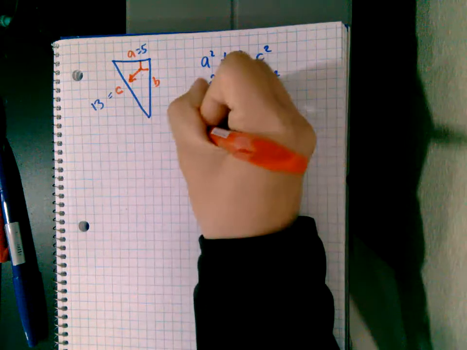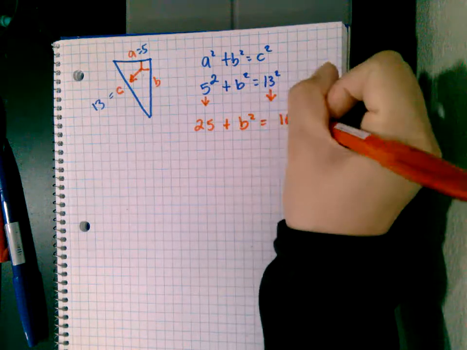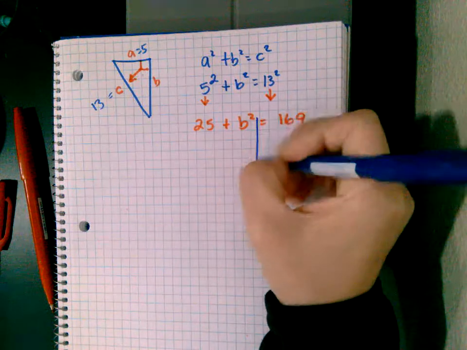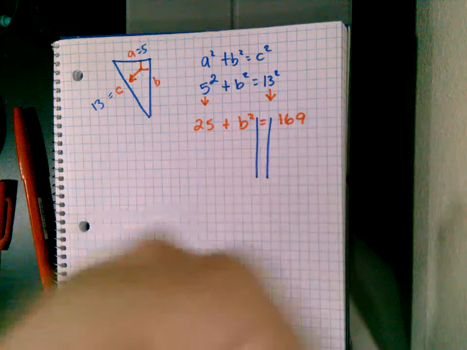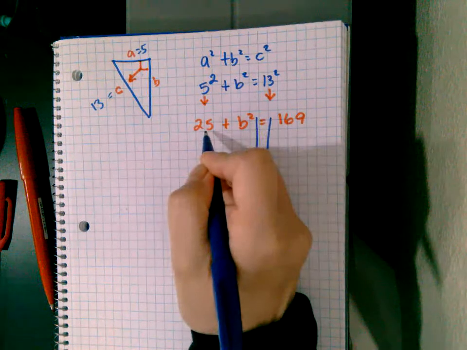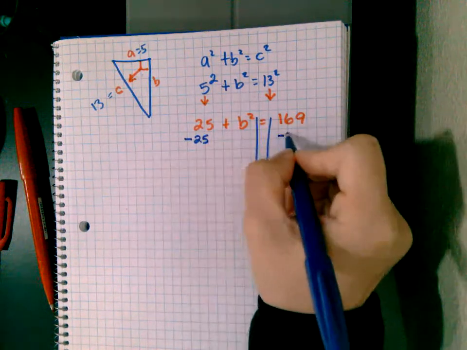So 5 squared is 25 plus b squared is equal to 169. Your goal is to get b by itself, right? So the first thing you have to do is get rid of that little 2. Get rid of that 25. So minus 25, minus 25.